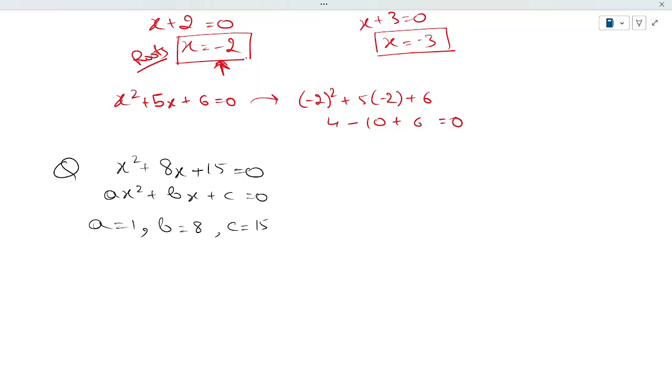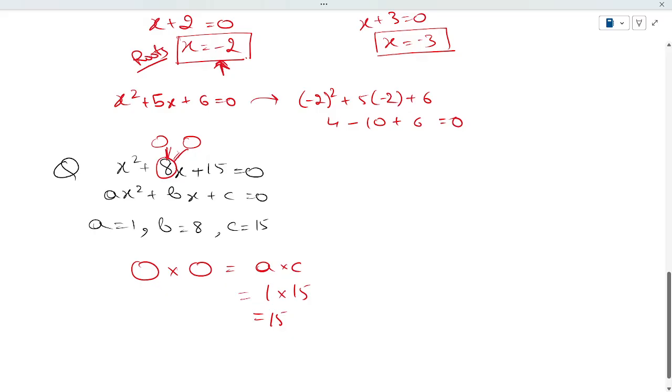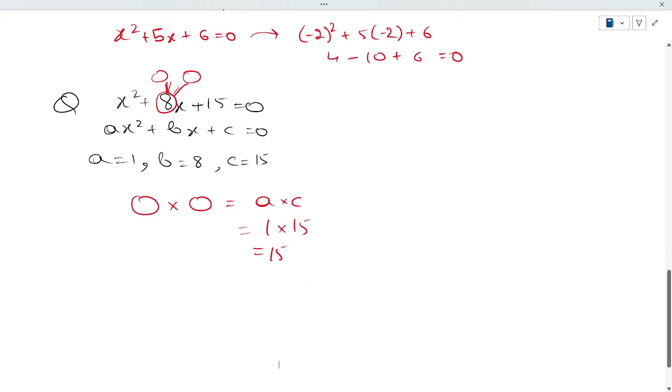Next step, you know that B breaks into two parts, and the sum of those two parts will be your middle term, and the multiplication of those two parts will be your product term A into C. A is 1 and C is 15, so the product term is 15. To find those two numbers, we need to do the factorization.